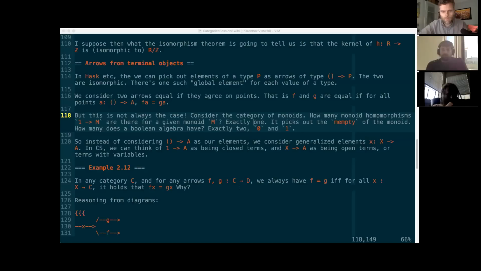So we know that the free monoid on one generator is the natural numbers. And we can think of generalized elements from the list of units to M as figures of shape list of unit in M. Okay.